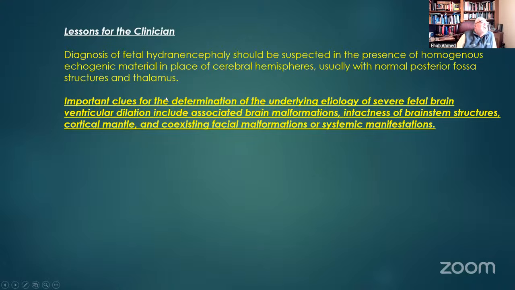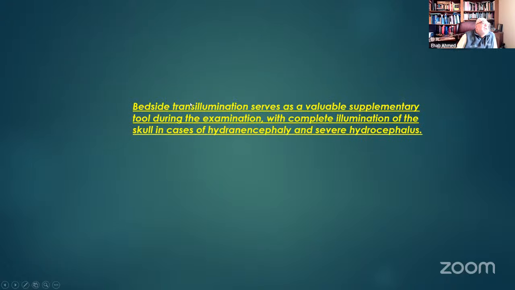Lessons. Important clues for the determination of the underlying etiology of severe fetal brain ventricular dilation include associated brain malformations, intactness of the brainstem structures, cortical mantle, and coexisting facial malformation or systemic manifestations, because it could be syndromic. Bedside transillumination is a good test, a valuable supplementary tool if you don't have the luxury of doing MRI or it will take time. Okay?